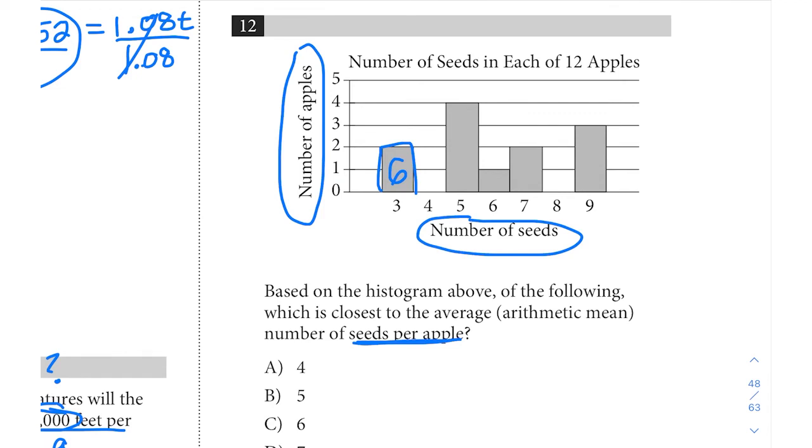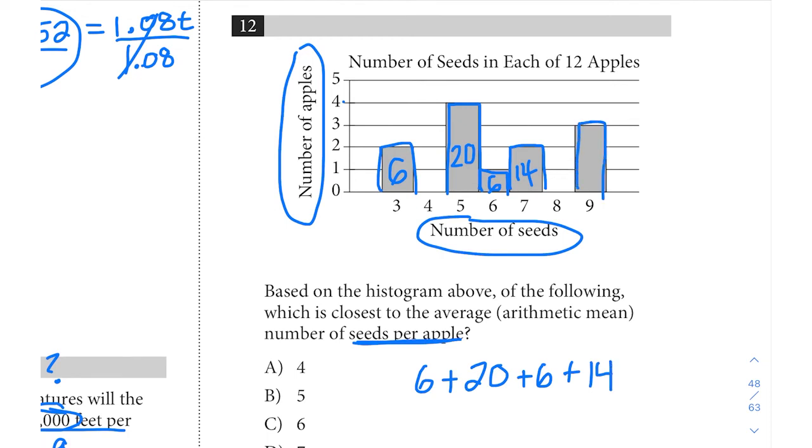So let's do the same thing for this next column. You have 5 seeds per apple for 4 apples. So 5 times 4, that would account for 20. So as we start to piece this equation together, we have 6 plus 20. Here, you have 6 seeds in just 1 apple, so that would be 6 times 1, that's 6 as well. You have 7 seeds in 2 apples. That would be 7 times 2, that's 14 total seeds there. You have 9 seeds in 3 apples. 9 times 3 would give us 27 total seeds there. So we have to add all of the seeds up, and it's per apple, so we have to divide by the total number of apples.